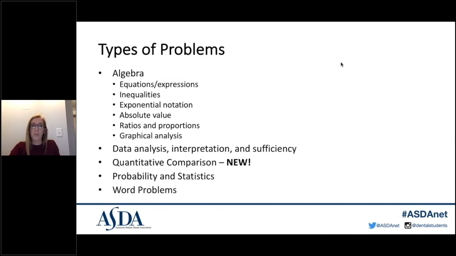The types of problems on the DAT for the math section would be algebra, and you can see there's a wide range that spans that: inequalities, equations and expressions, exponential notation, absolute value, and you can read the rest. But when I took my DAT, the new portion of the test was the quantitative comparison section. There's a sample problem of that later on, but that's more GRE style, I believe, where you have different values and you have to compare the two, and the answer choices will be like, these are equal, one is greater than the other, these are not equal. And then you have your word problems and data analysis as well.